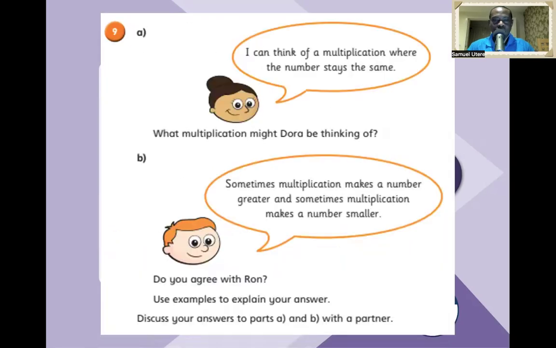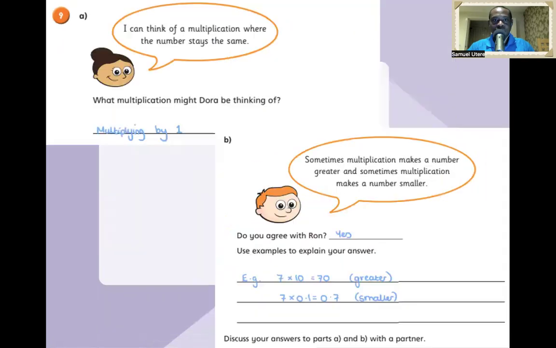Pause the video and answer question 9 in 2 minutes. All right, assuming you've paused the video and you've answered question 9, here are the answers. So mark your work and celebrate your success. Well done for working hard. So here, question 9a, it says, I can think of a multiplication where the number stays the same, and that is just multiplying by 1.